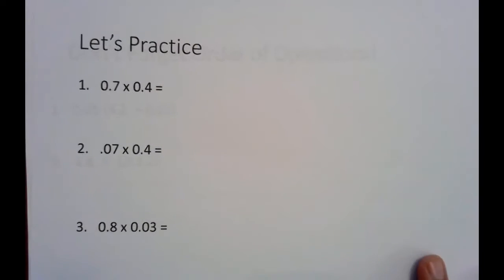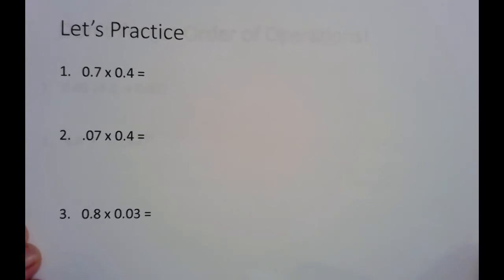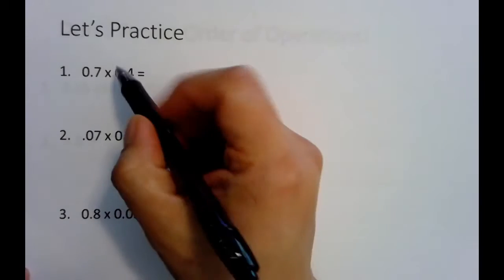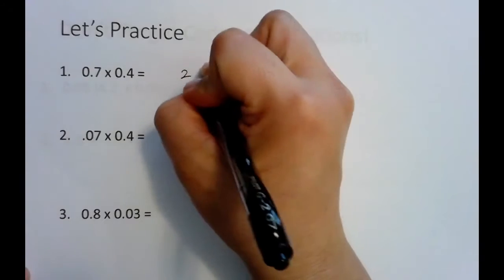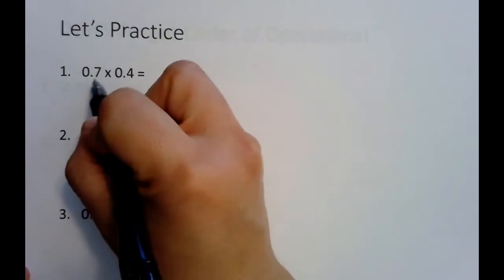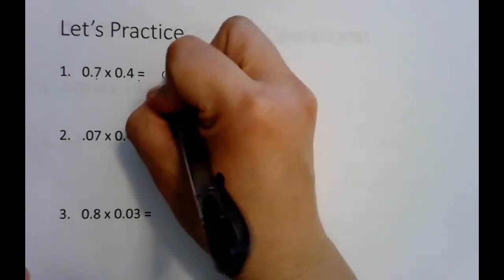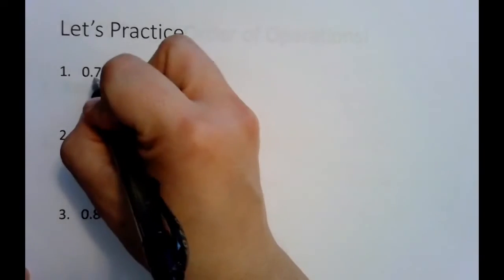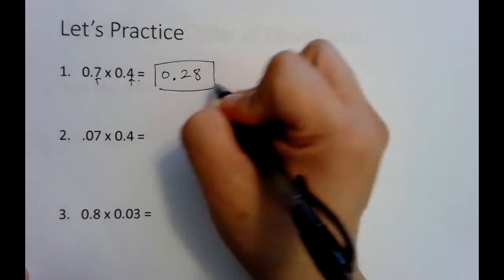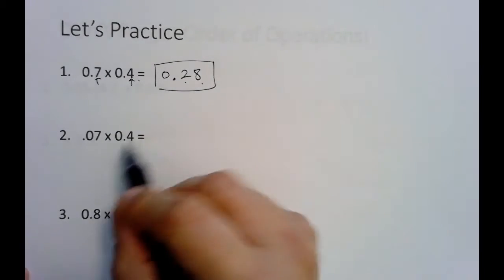All right, so go ahead and practice. You can push pause, and then we can try this. So 7 times 4 is 28, right? But there's two decimal places, so it has to be 0.28. Okay, because in our solution, we have one decimal place here, one here, and it has to have a total of 2. So same thing.